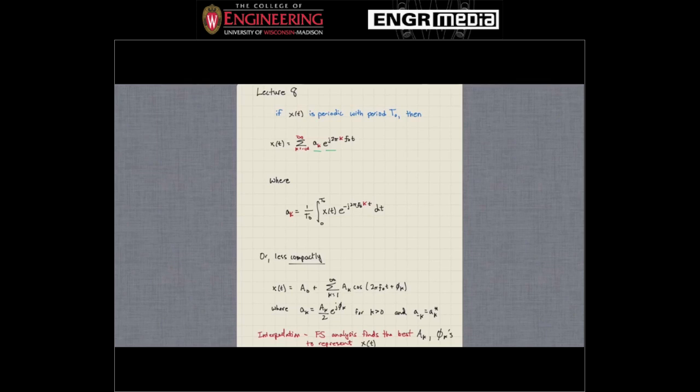And that's written right here. It's simply 1 over t naught, so 1 over the fundamental period, which is also the fundamental frequency, times the integral from 0 to t naught, so we're integrating over one period of the signal x of t, multiplied by the complex exponential with a harmonic of the fundamental frequency. That harmonic depends on the index k, the integer k, and it's just e to the minus j 2 pi f naught k t dt.